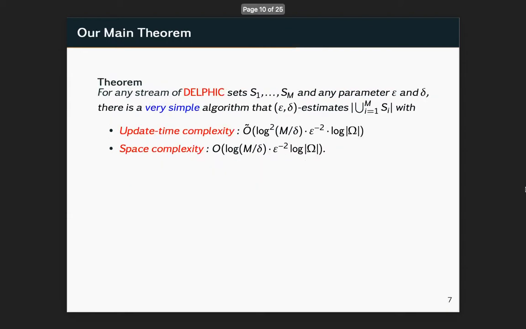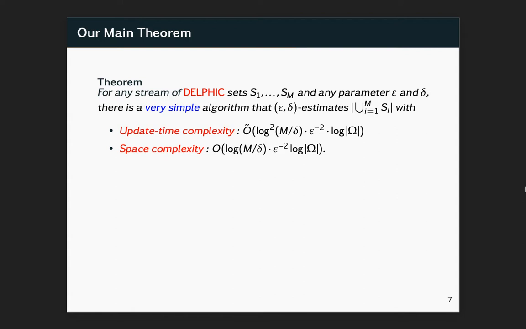So, in this paper, we proved that given any stream of Delphic sets S1 to Sm and parameters epsilon and delta, there is a very simple algorithm that estimates the size of the union of the sets, and the update time complexity is O tilde of log squared m times 1 by epsilon squared times log omega, and space complexity is log m times 1 by epsilon squared times log omega.